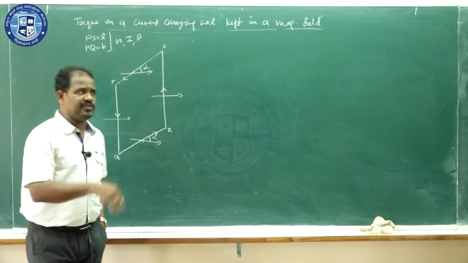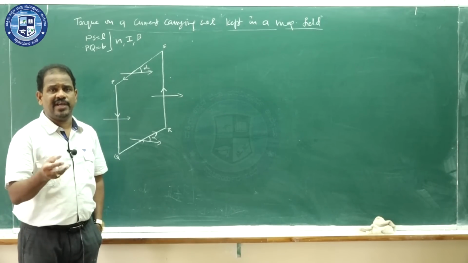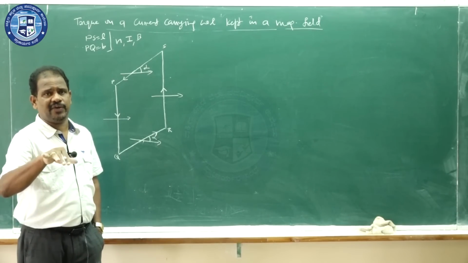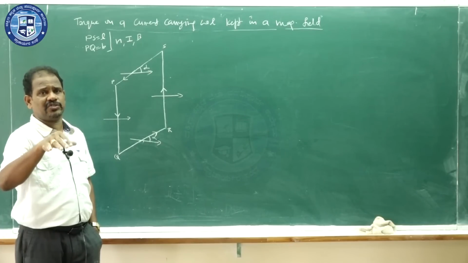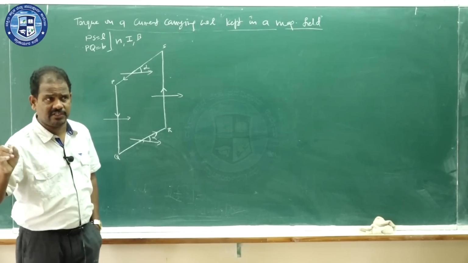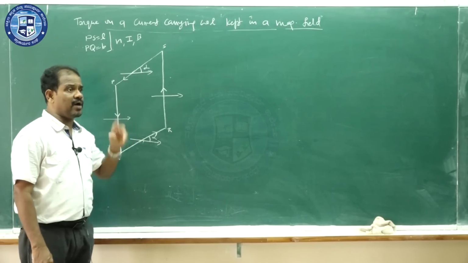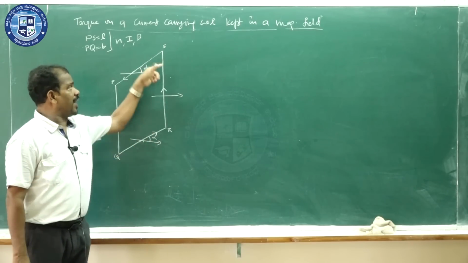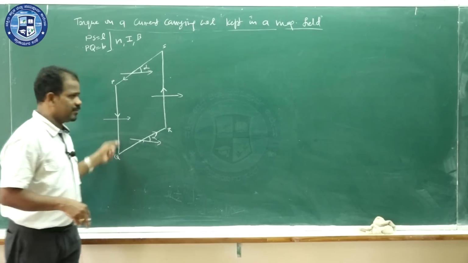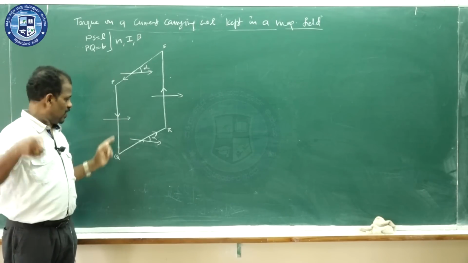Now we have a previous theory. What does the theory say? A current carrying conductor kept in the magnetic field experiences force, and the direction of the force is given by Fleming's left hand rule. The magnitude of the force is given by F equals BIL sin theta. You know. So this coil has 4 parts: PQ, QR, RS, SP. You will see individually. PQ is a conductor which carries current, kept in the magnetic field. We will see what is the force.